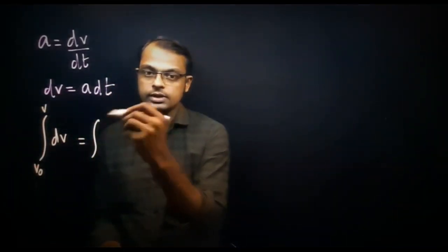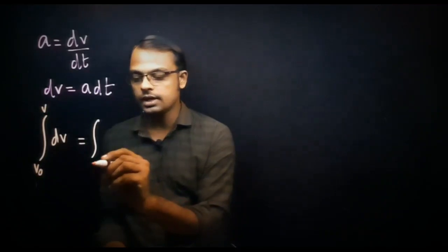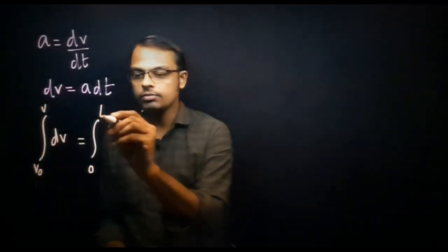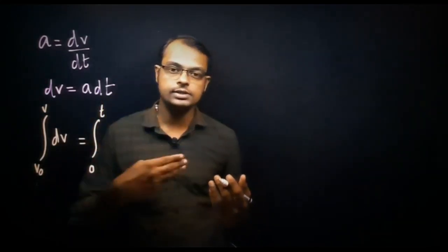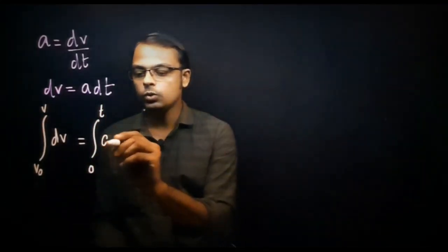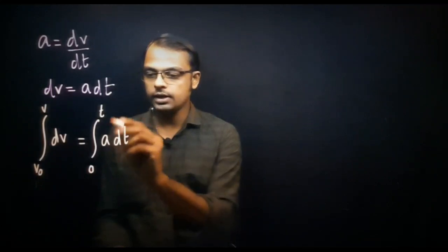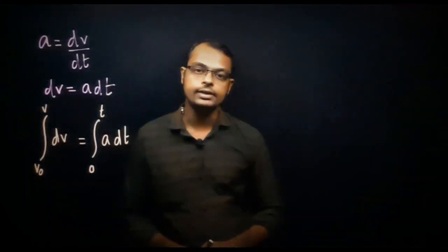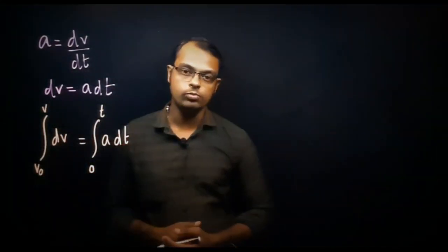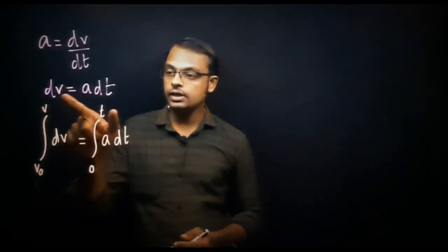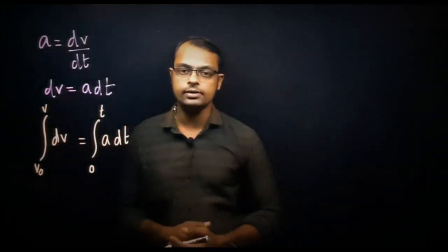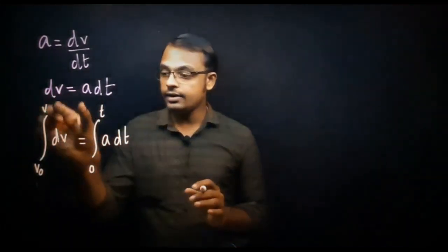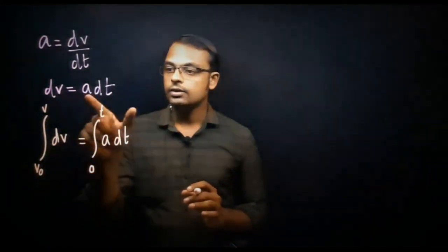Here what is the variable? Time is the variable. Just imagine starting from 0 to final time t. So what is the initial time? We take it as 0, and the final time you can consider as t itself. So integral 0 to t of a dt. So we have written the integration formula. Actually we have written here dv equal to a dt. That means you will get a small change in velocity. In order to calculate the entire change in velocity, what is required?